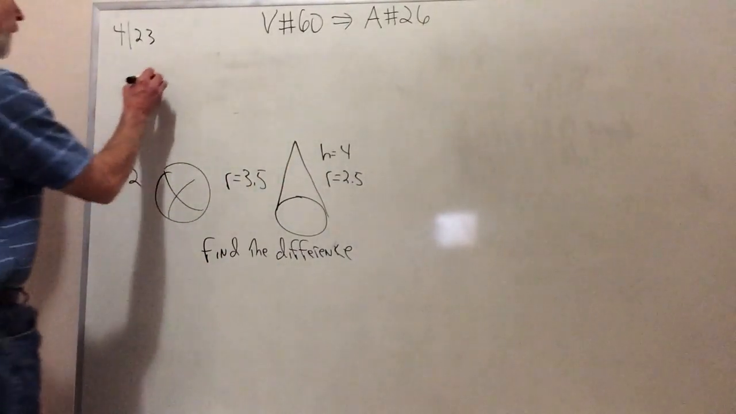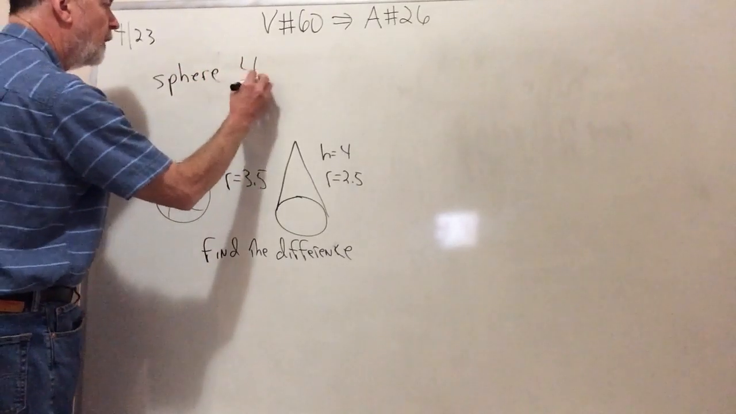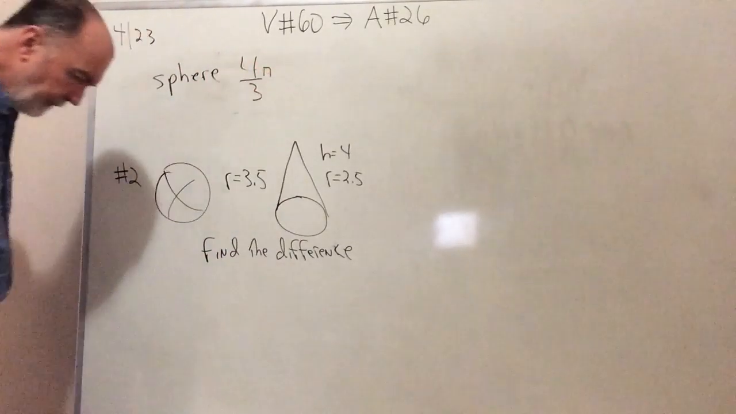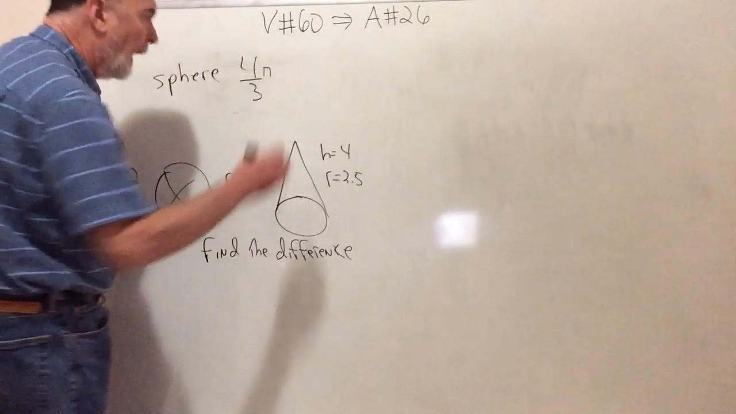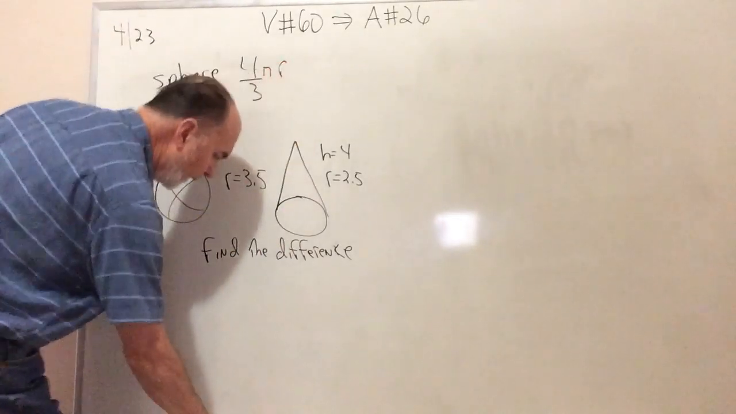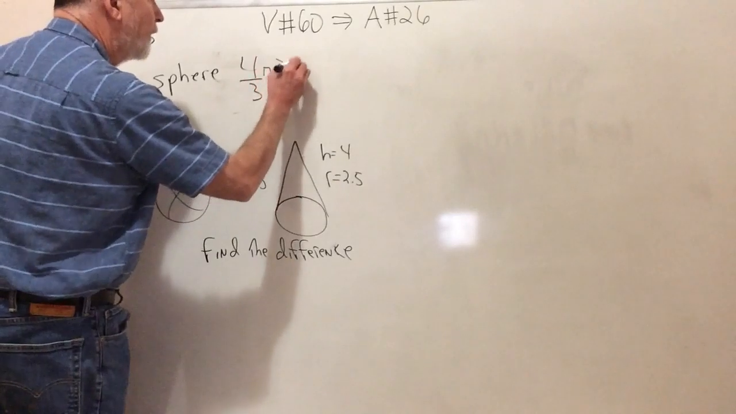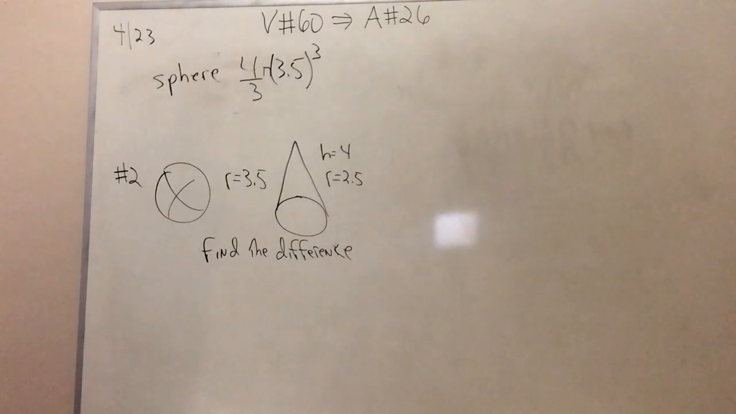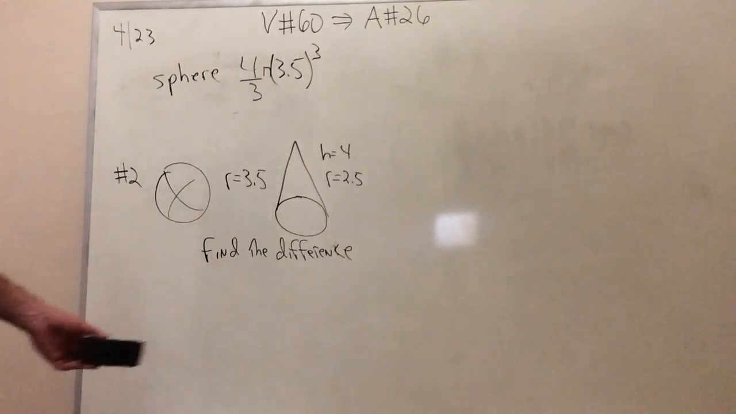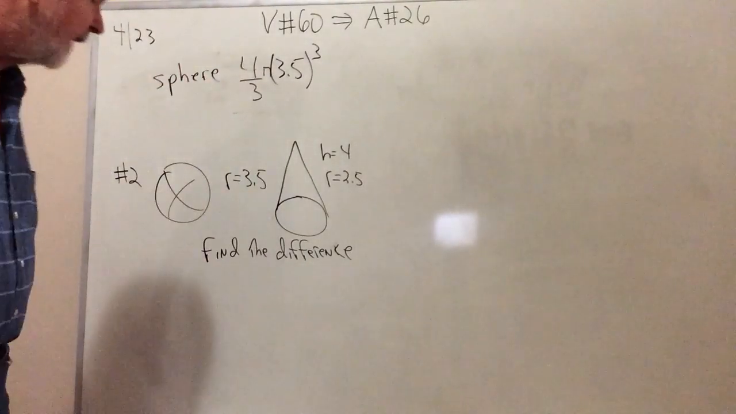So for the sphere, I just fill in the data, 4 over 3 pi, and the radius is 3.5. And there are lots of reasons this is a calculator problem. Once you see 3.5, you know it's a calculator problem. And also, once you see to 100th, that also tells you that they expect you to do the problem with a calculator. All right?